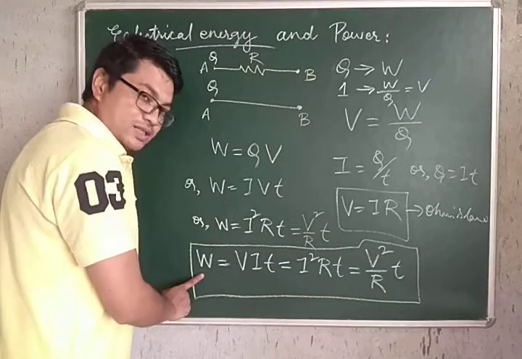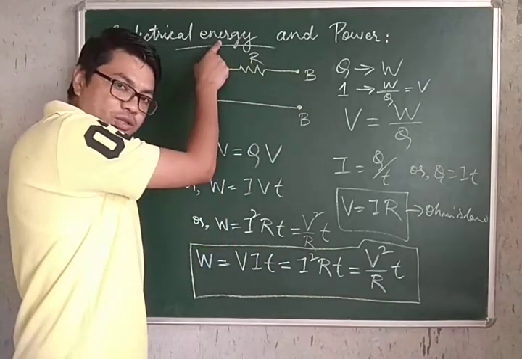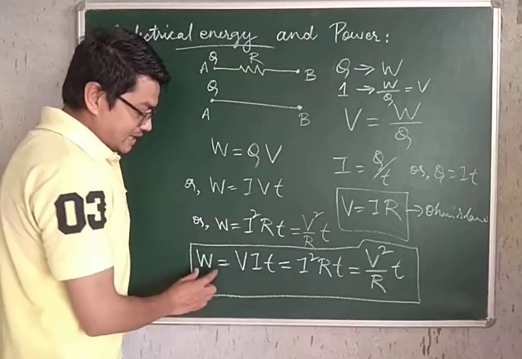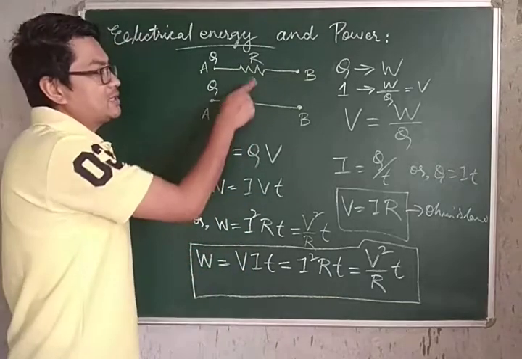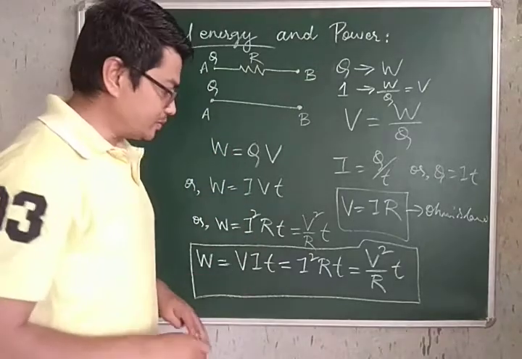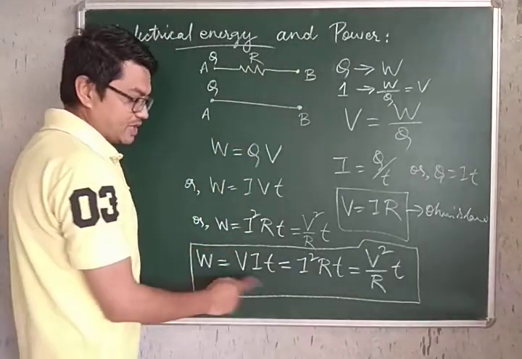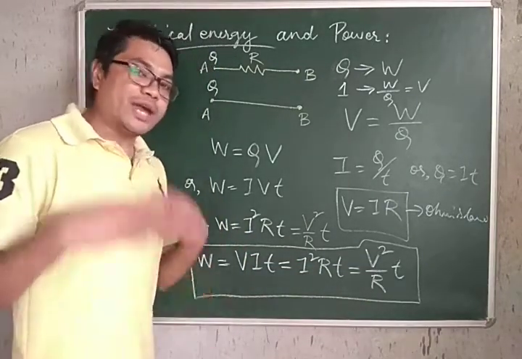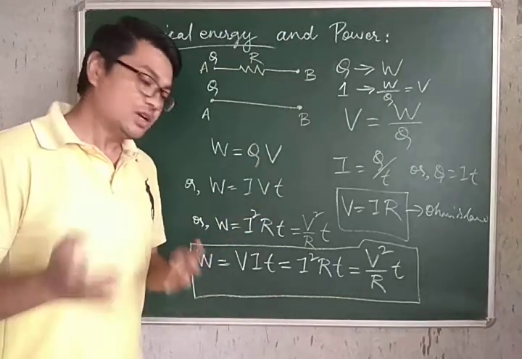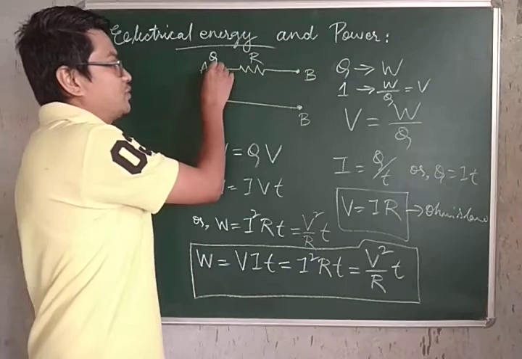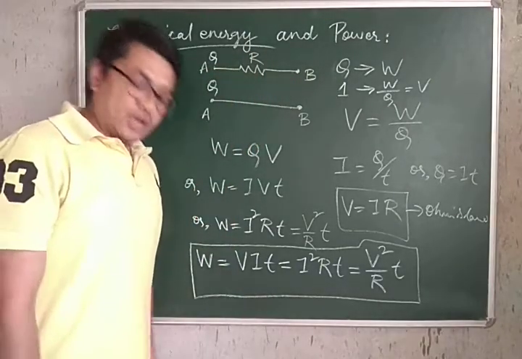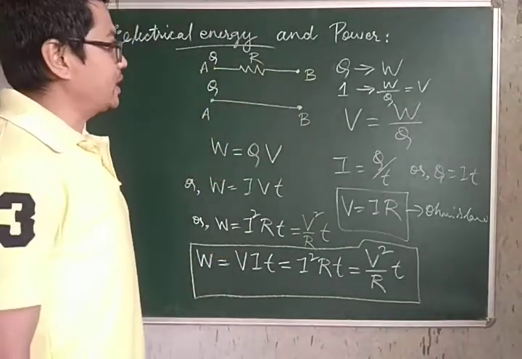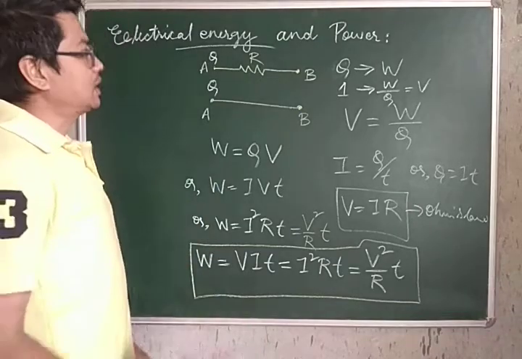Now, since work done and energy are one and the same, we can also say that the energy consumed in a certain electrical circuit, whatever kind of electrical circuit it be, is given by VIT, I squared RT or V squared by R into T. That is the amount of energy consumed in a certain electrical circuit, or the work done to take a charge from one point to the other. Class 10, if you wish to, you can pause the video and copy this. I suggest you all copy this.